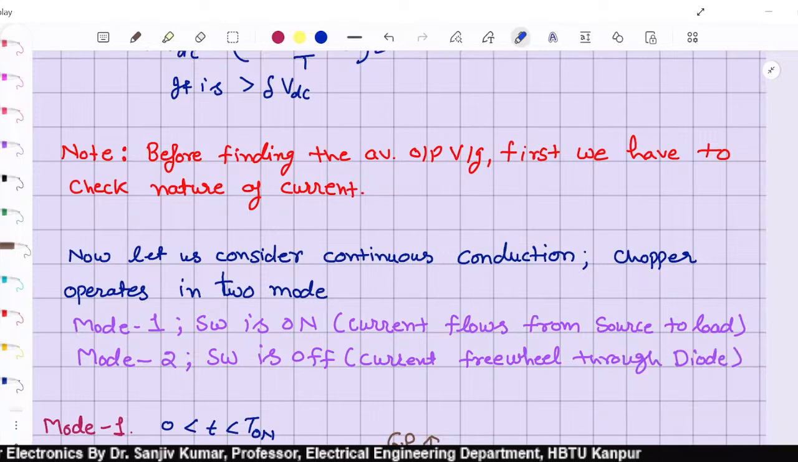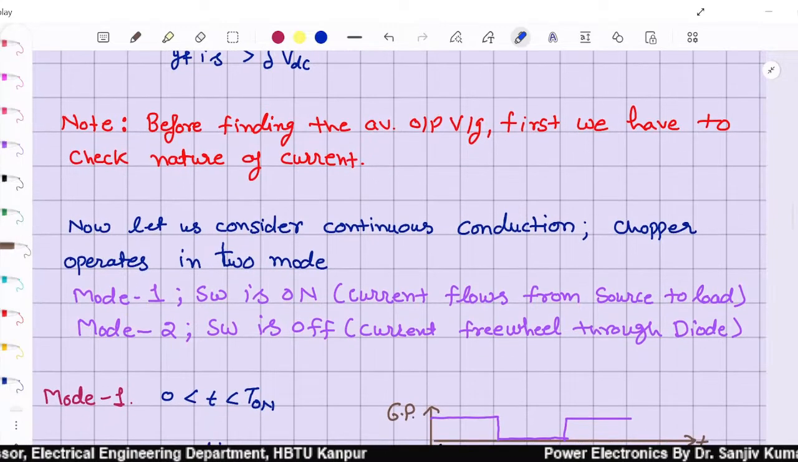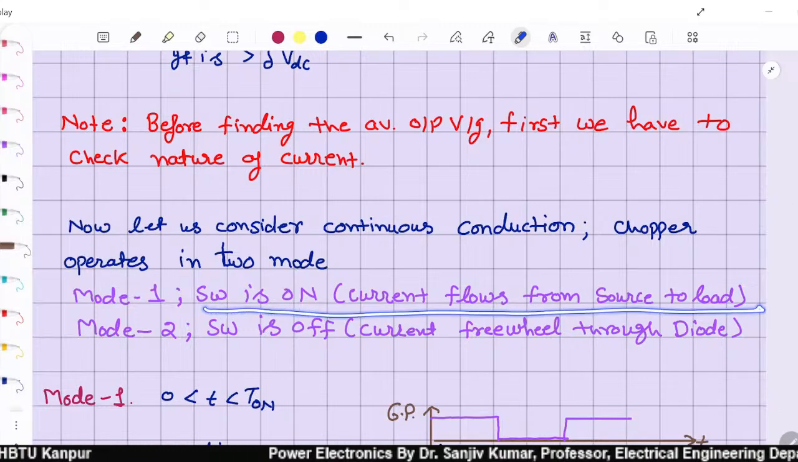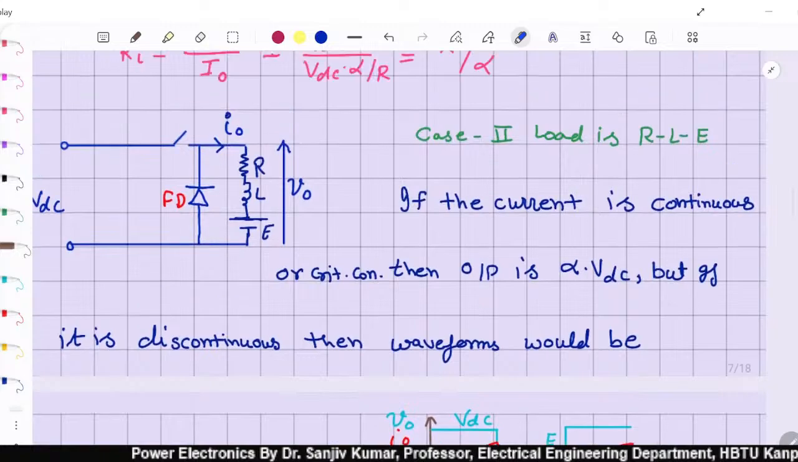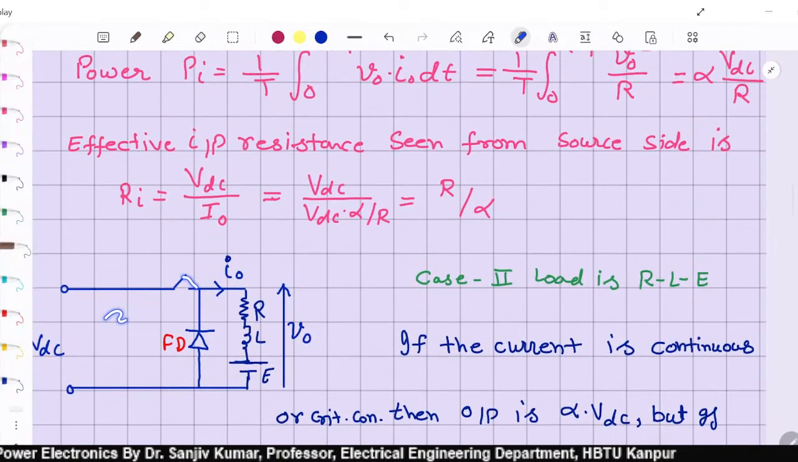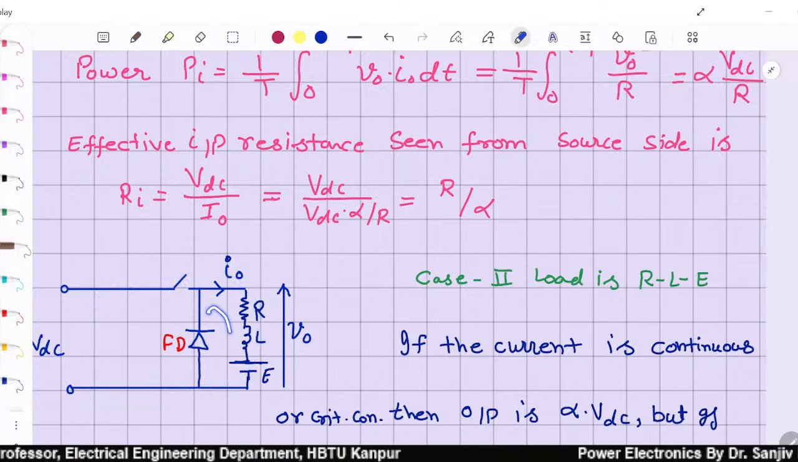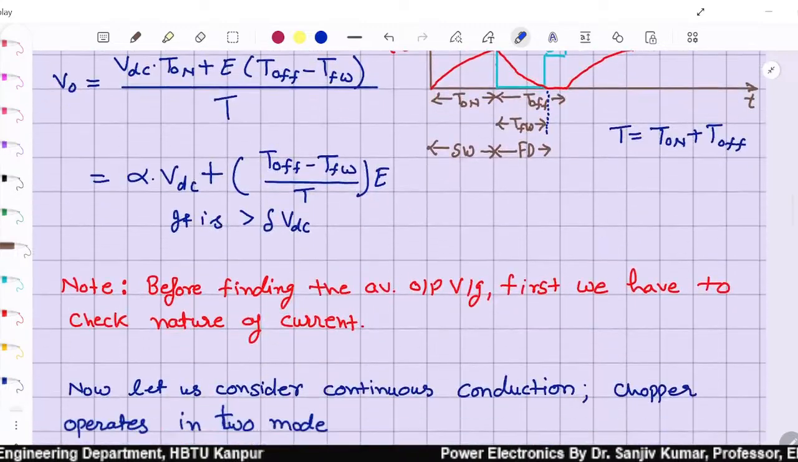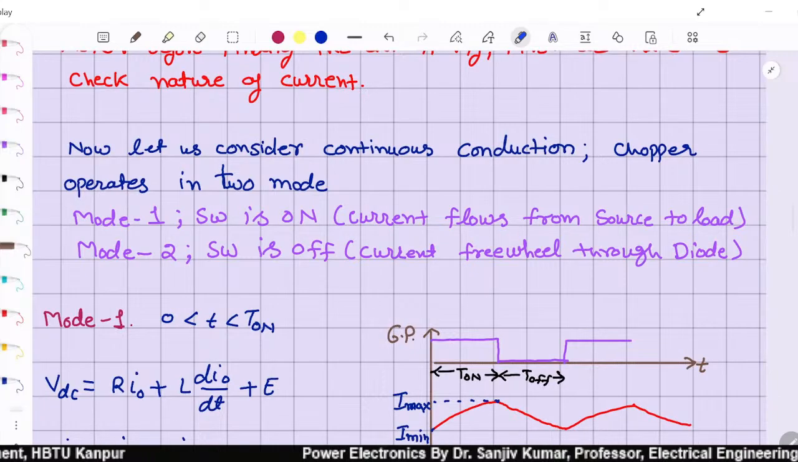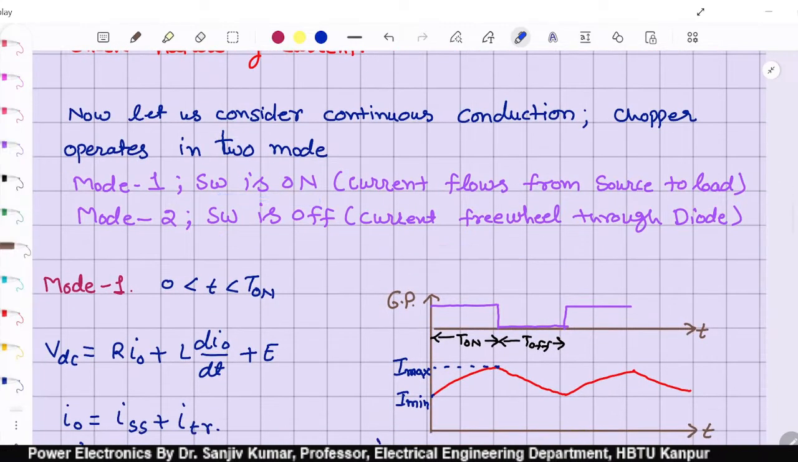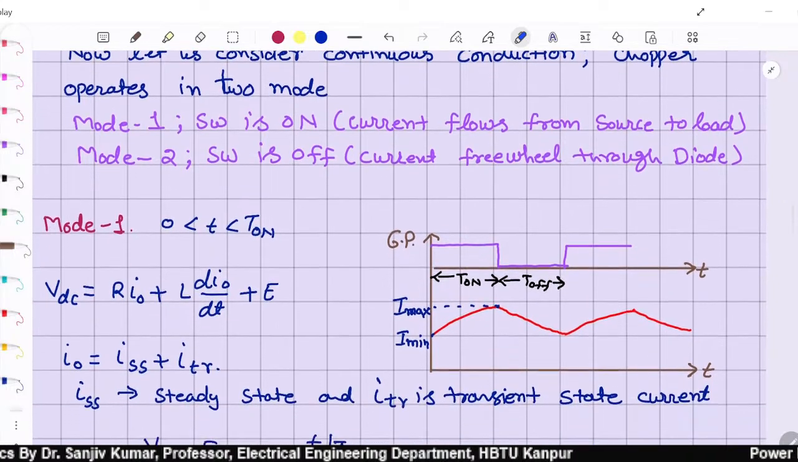Now let us assume the current is continuous. So there are two modes of operation. Means when the switch is on, current flows from the source to load. When this switch is on, current flows like this, and when this switch is off, current freewheels through this circuit. So there are two modes, when the switch is on and when the switch is off. During the off period, current flows through the freewheeling diode.